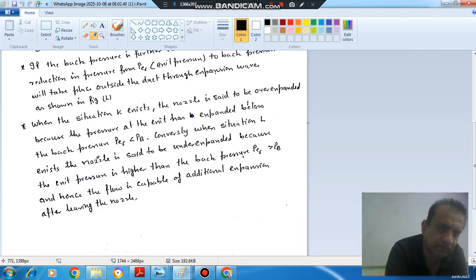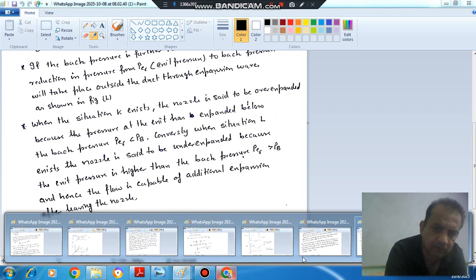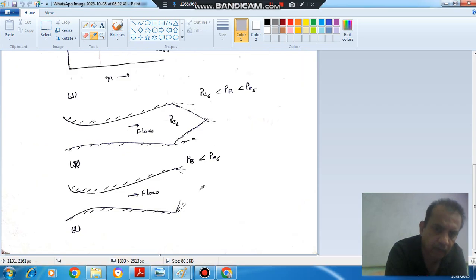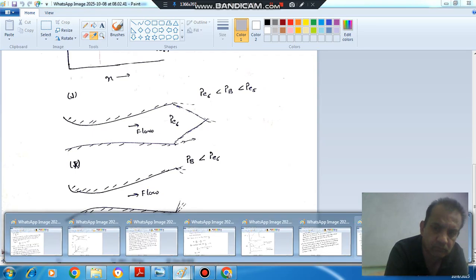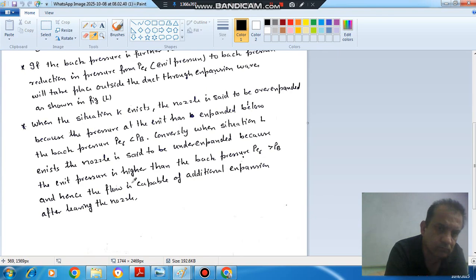Conversely, when situation L exists, the nozzle is said to be underexpanded, because after that the flow is expanding to PB. P6 is expansion up to exit, and then there is also expansion, so it is underexpanded, and further expansion takes place outside the nozzle. Because the exit pressure is higher than the back pressure, P6 is greater than PB, hence the flow is capable of additional expansion after leaving the nozzle.